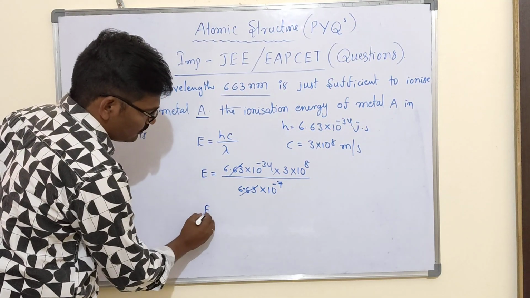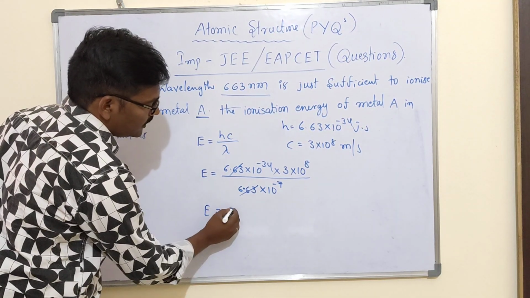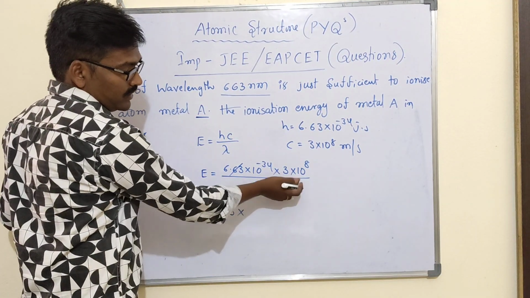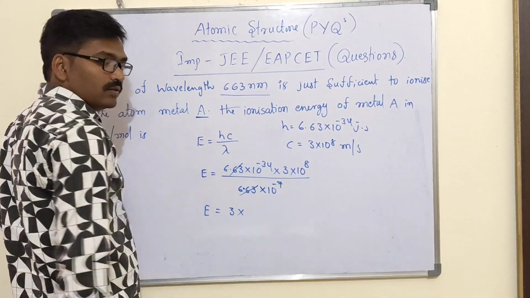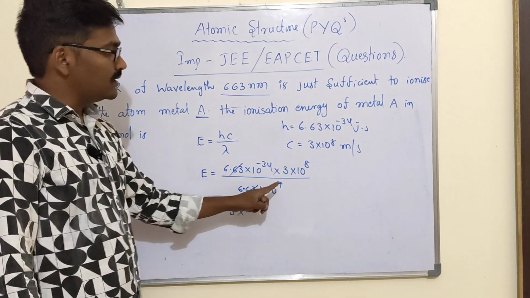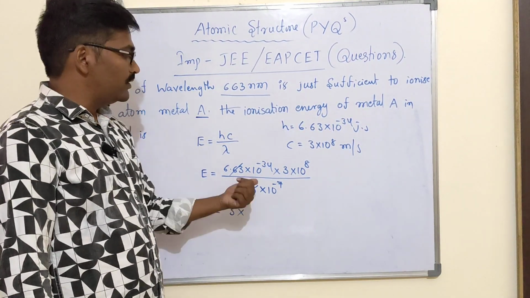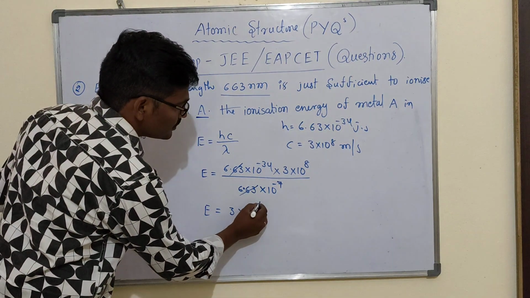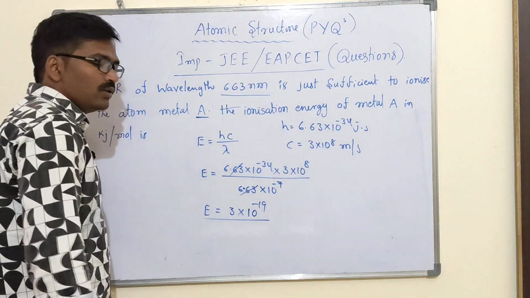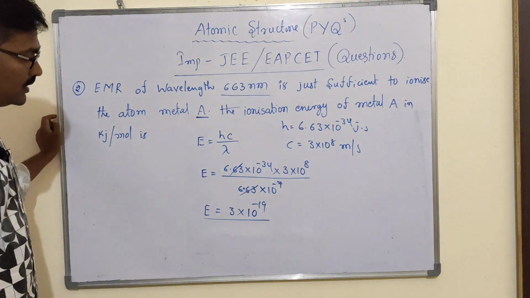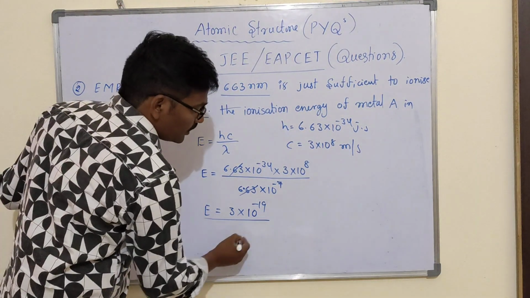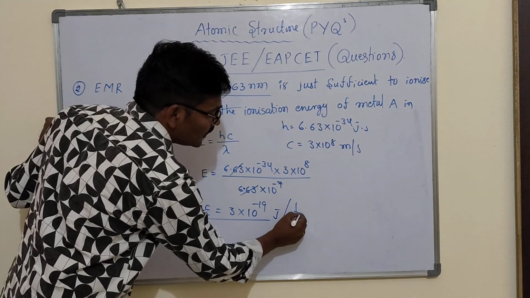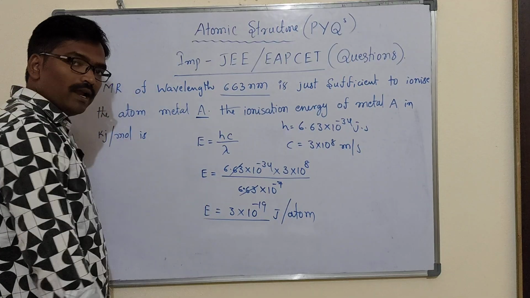Then energy equals 3 into 10 to the power of 8, when it goes up, 10 to the power of minus 7, 10 plus 7, so plus 7, then 8, then 15. When it is removed from it, then you can get 10 to the power of minus 19. This is joules per atom only, the energy in joules per atom.